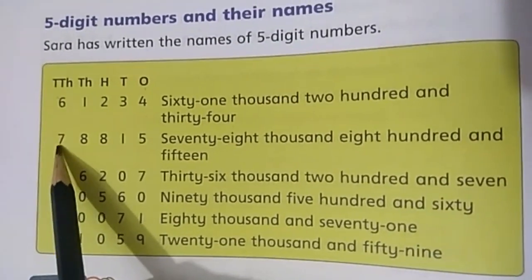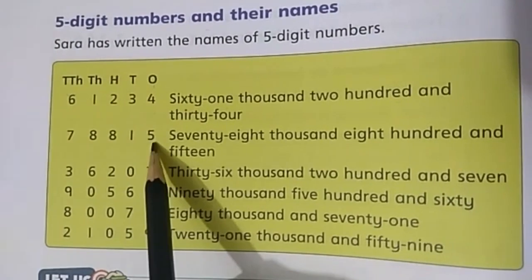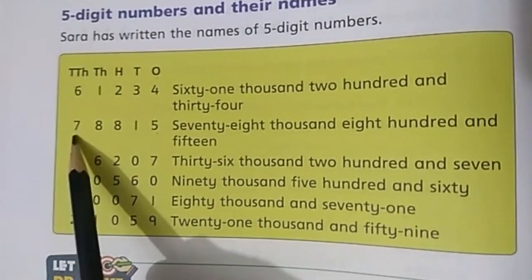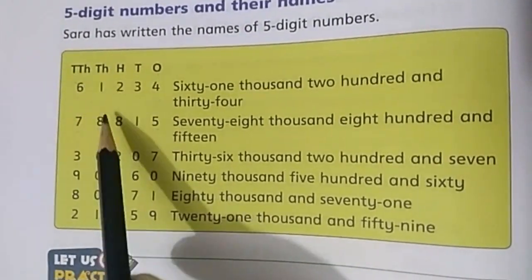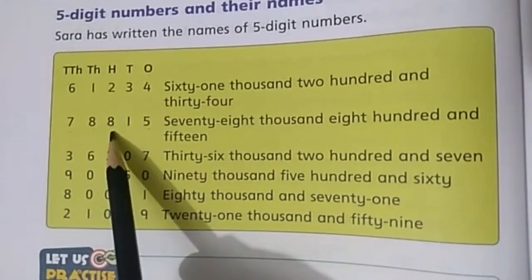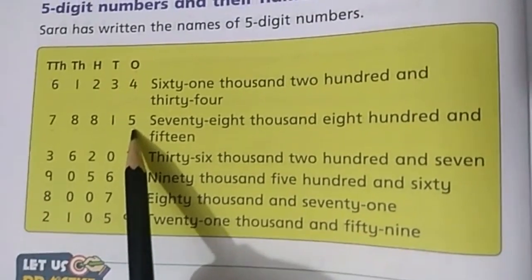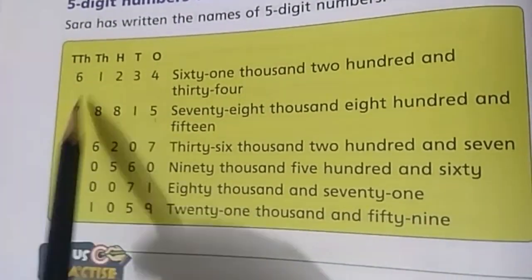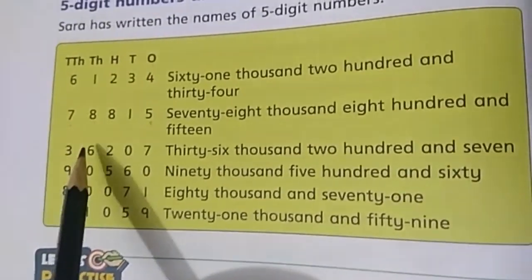If the number is 78815, how do we name it? We name it 78,815. In this way, we write the names of the 5-digit numbers.